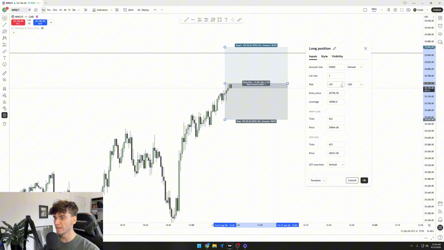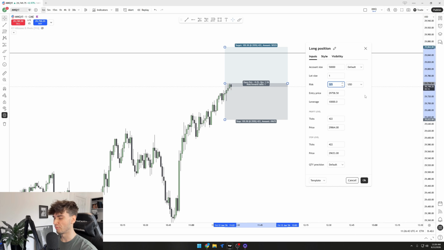Now, this right here is where you can select how much you want to risk. You could do it by percent, which is going to take a percent of your account size. So that's when it's going to be important to actually set what your account size is. Or you could just do USD, which is the specific amount you want to risk. This is what I do. It's the easiest way to do it.